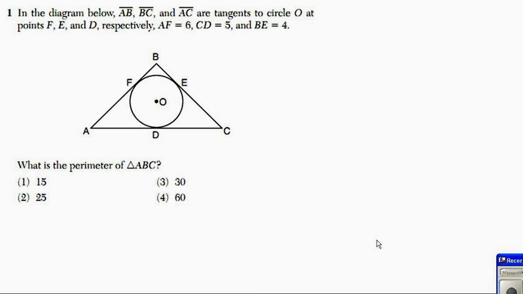Hello class, these are the solutions for the questions from January 2011 Geometry Regents. All right, so let us look at these questions together.